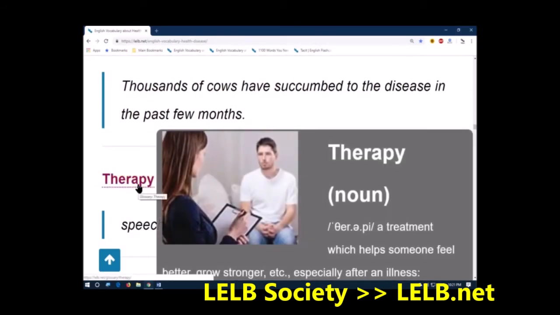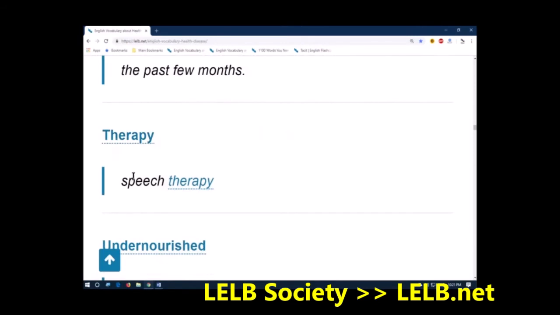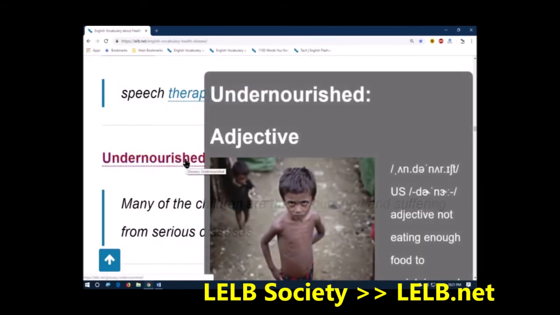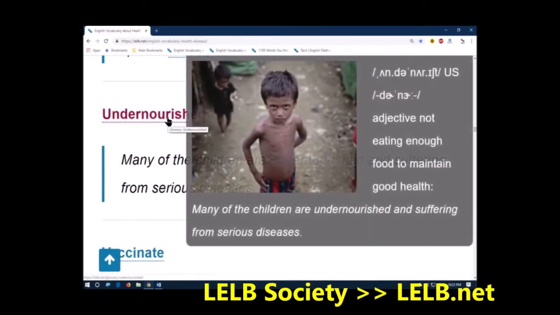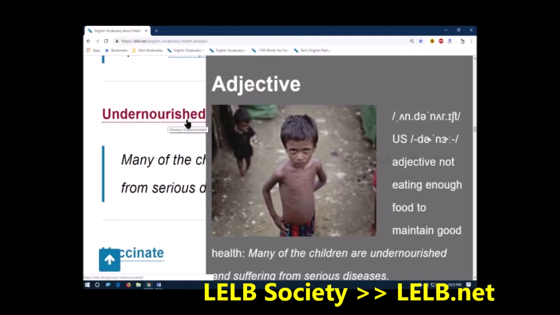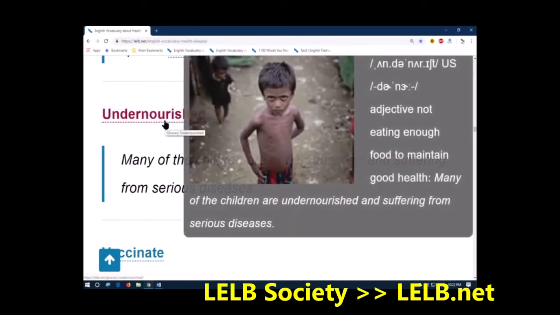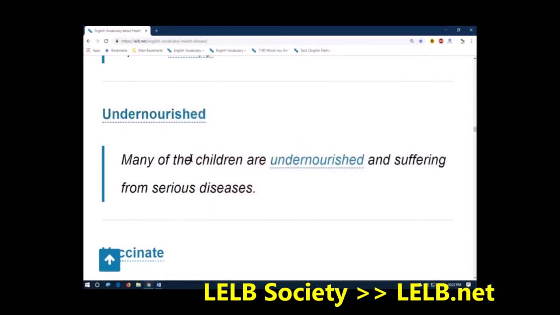Therapy means a treatment which helps someone feel better, grow stronger, etc., especially after an illness. Therapy, we already had psychotherapy, so speech therapy. Undernourished, it means not eating enough food to maintain good health. So you see that this poor child is so emaciated and gaunt, thin and underweight. Many of the children are undernourished and suffering from serious diseases.